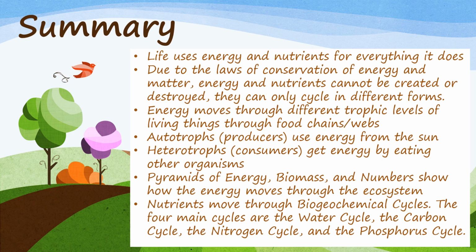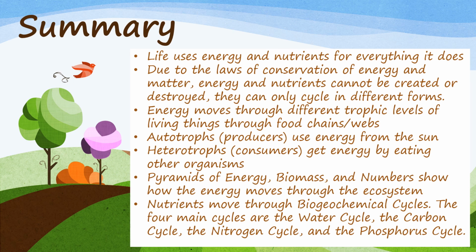So to summarize everything, life uses energy and nutrients for everything it does. And because of the laws of conservation of energy and matter, our energy and our nutrients can't be created or destroyed. We can only cycle them. So with energy, it cycles through different trophic levels, different types of living things through food chains and food webs. Our autotrophs will take energy from the sun, and our heterotrophs will eat that energy from the plants or from other animals. And we release that energy in the form of heat, or we give it back to the detritivores.